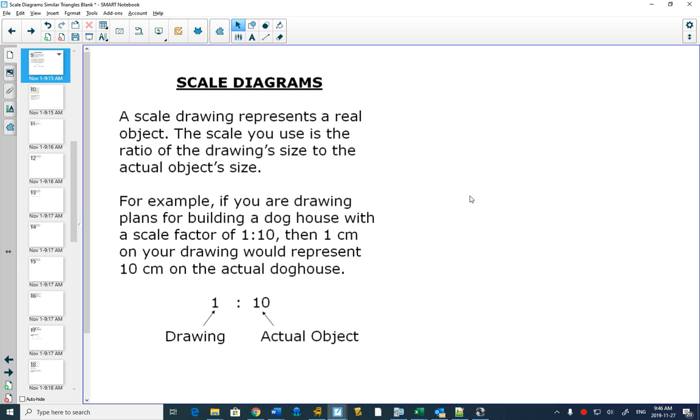And when units aren't given, that's true for anything. 1 foot on your drawing is 10 feet in reality. If your drawing was 1 kilometer, it would represent 10 kilometers in reality. Okay? Of course, then you would probably want to use a different scale if it was that large.